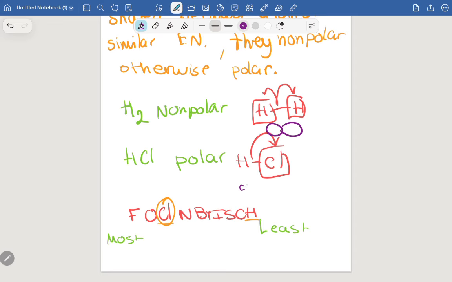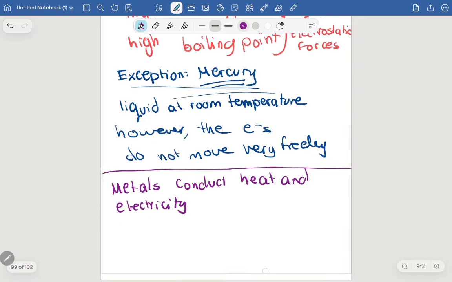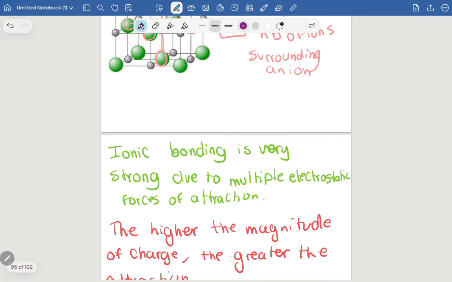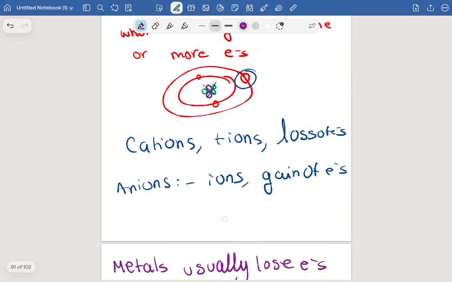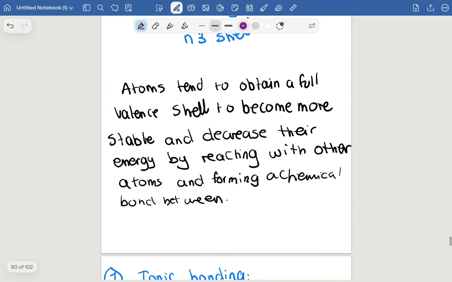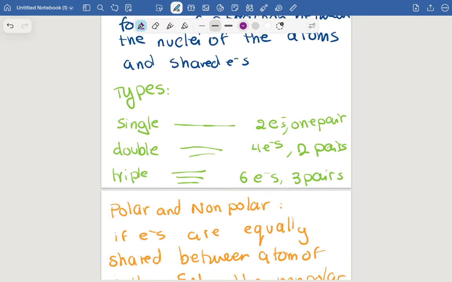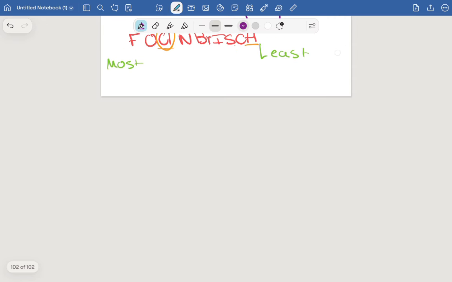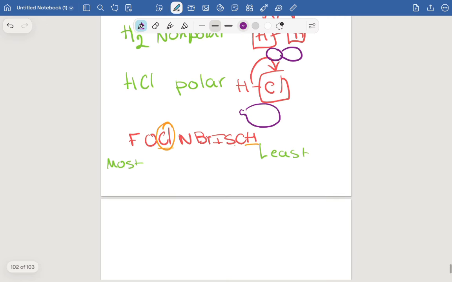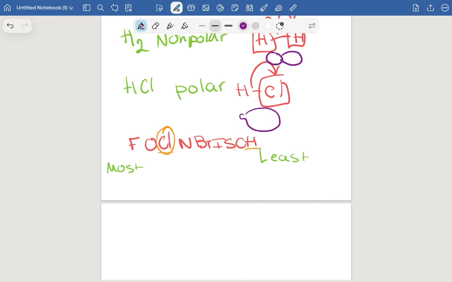Now, do you remember the very first thing we said about bonds? Let me go back all the way here. What did we say about bonds? We said atoms tend to obtain a full valence shell to become more stable and decrease their energy by forming bonds with other atoms. Now, this is a main reason why most gases are diatomic. So, if they ask why most gases are diatomic, we say that it is due to bonding, because they want to decrease their total energy, become more stable, and obtain a noble gas configuration.